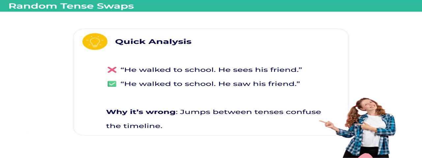So why is the first one incorrect? Why it's wrong? It jumps between tenses and it confuses the timeline. They confuse the reader. He or she is not sure exactly what's happening. So the second sentence, both in the past simple, maintains clarity. He walked to school. Okay. He saw his friend. Okay. The story continues.